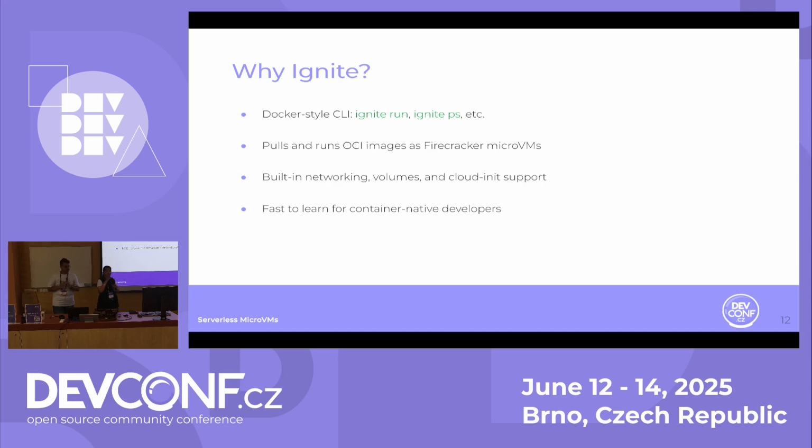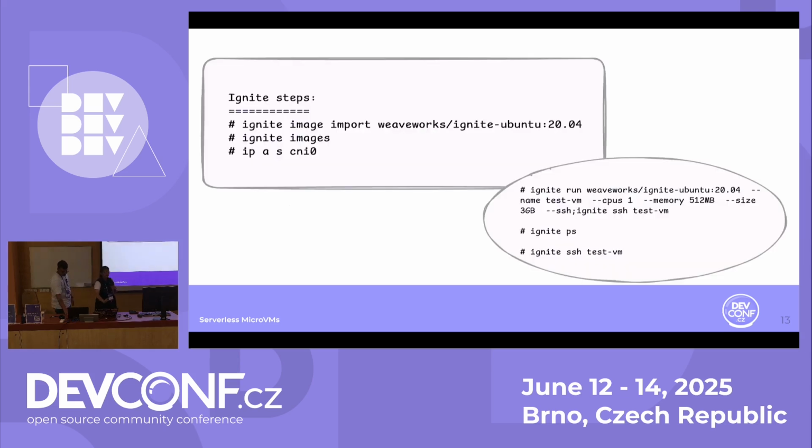You just fire a command, and then everything would be taken care of at the backend by Firecracker. These are the basic commands. First, you import the image via the ignite image import command. Then, just like the way you do in Docker or Podman, you check the images with ignite images.